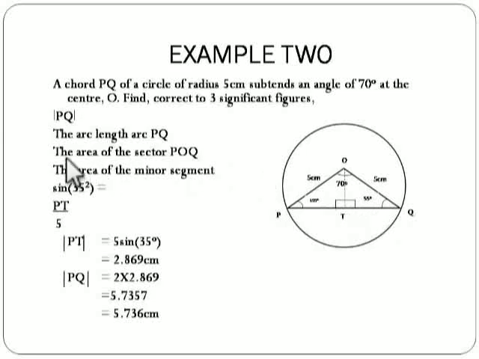Then we are to find the area of the sector. That is the triangle plus the segment. That is the sector. Then we have to find the area of the minor segment, that is this, the smaller one.